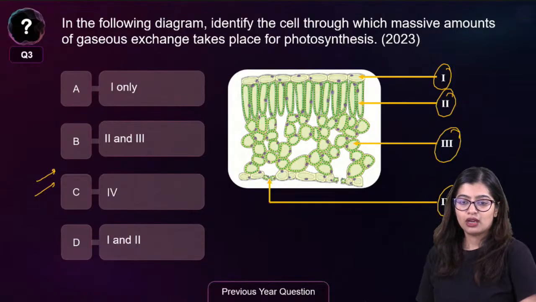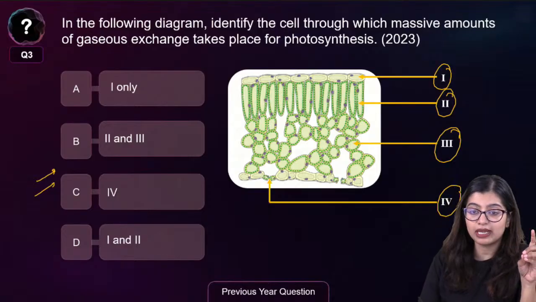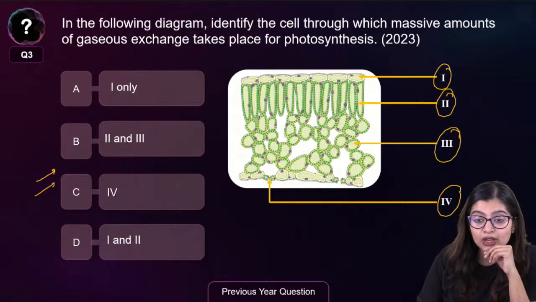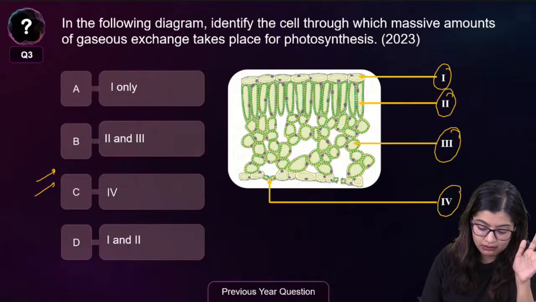Okay. I have answers coming between B, C, B, C. Pragati, you pay attention to class. C. Okay. Ma'am, D. 1 and 2.